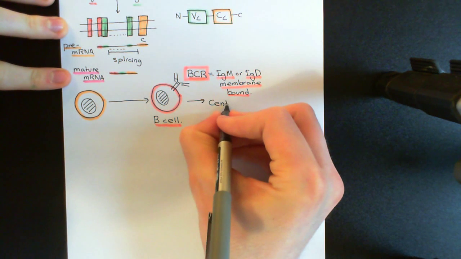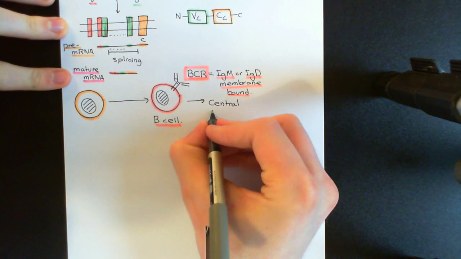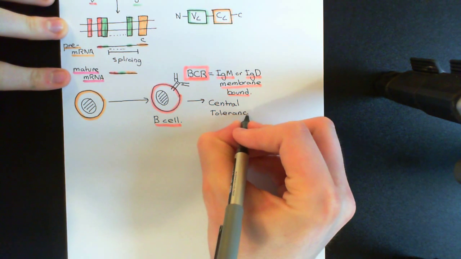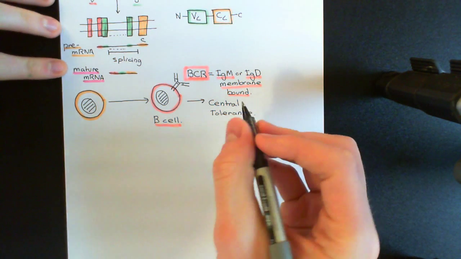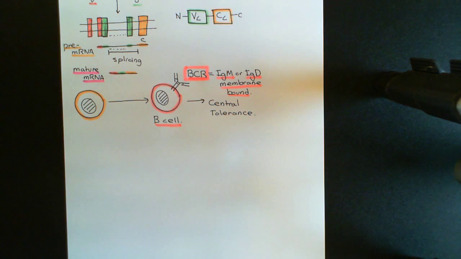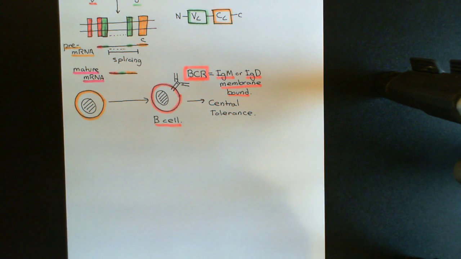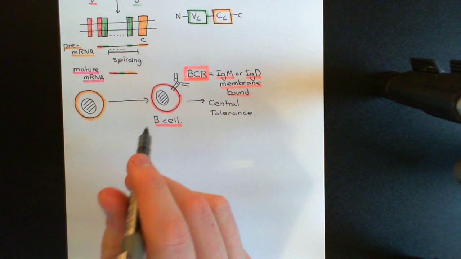Just like we did for the T cells, we have to make sure that these B cells that we're producing are not going to be directed against self-peptides. So what will happen inside the bone marrow is we will test all of the B cells that we're now producing with their new immunoglobulin molecules on their surface and make sure that the antigen binding region of these B cell receptors cannot bind to a self-peptide. And if they can bind to a self-peptide, the B cell will be destroyed.